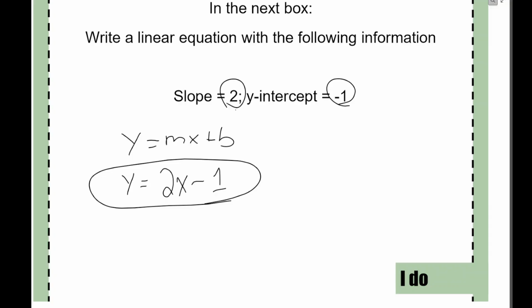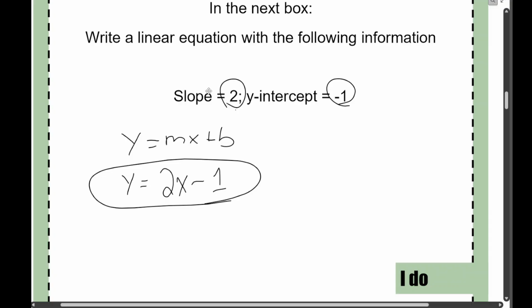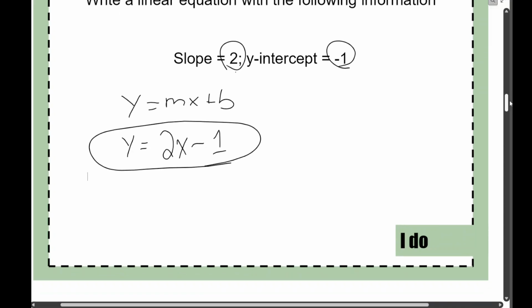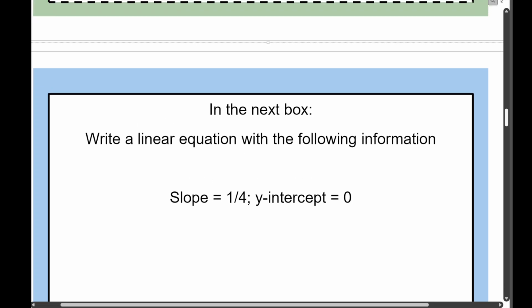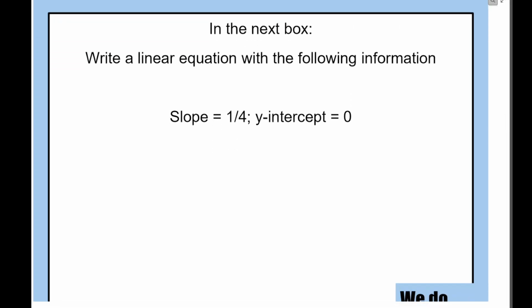Okay? Short, sweet, to the point. Take out your m, put in your slope. Take out your b, put in your y-intercept. Hopefully easy enough. All right, so we go to our next one. This one's a little more complicated because it has a fraction.